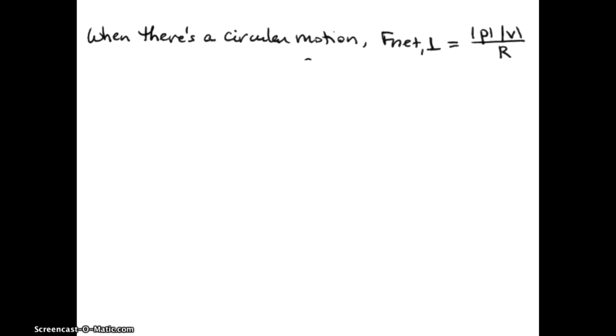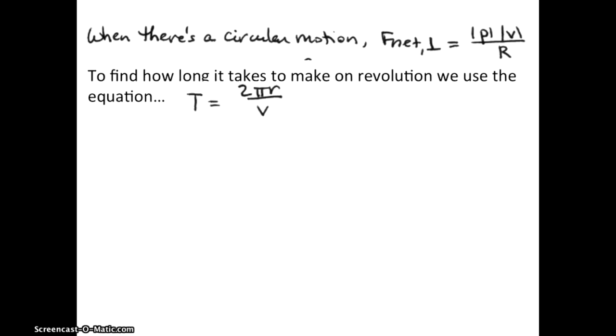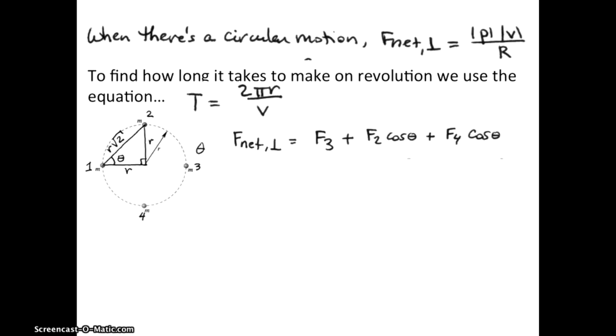To solve the problem, we need to know the equation F perpendicular is equal to mass times velocity squared divided by the distance from star 1 to another star. We also need to know the equation T is equal to 2 pi r divided by velocity. We are first going to solve F net perpendicular, which is just equal to F net since the velocity of the four stars is constant.